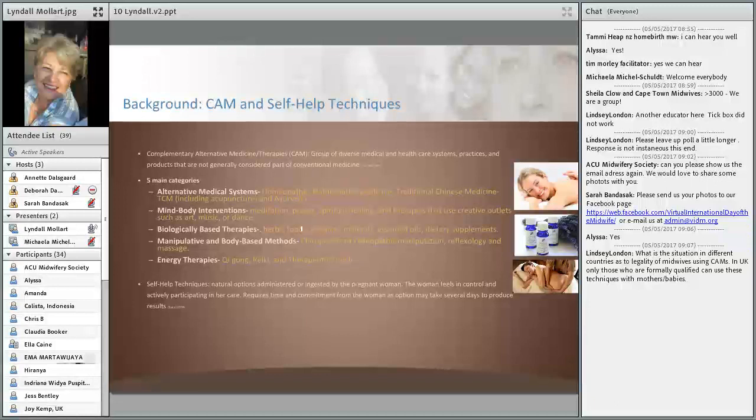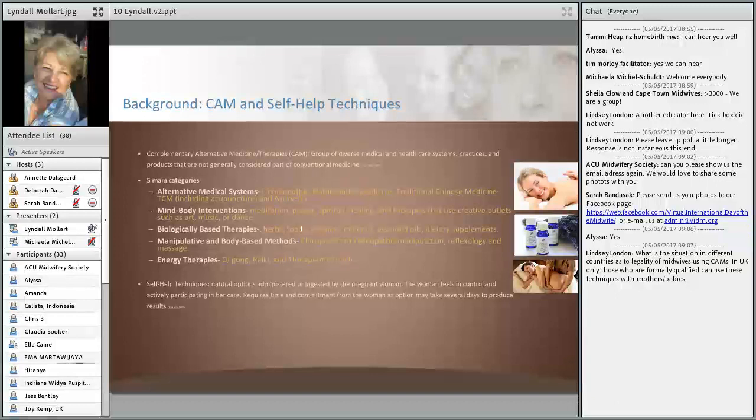So just to define complementary alternative medicines, or some people say therapies, it is a group, and it's interesting to see the definition because more techniques are becoming mainstream. However, the current definition is a group of diverse medical and healthcare systems, practices and products that are not generally considered part of conventional or Western medicine. And these can be categorised into five main areas.